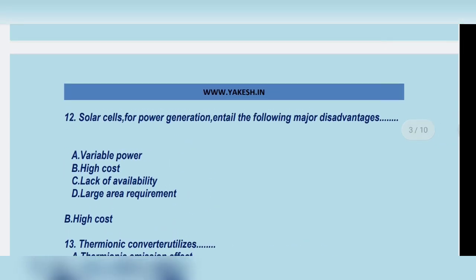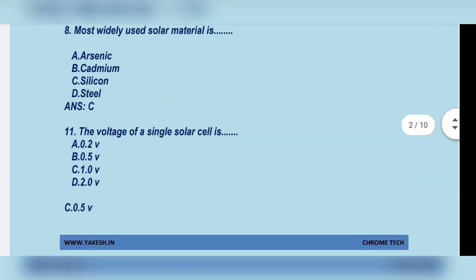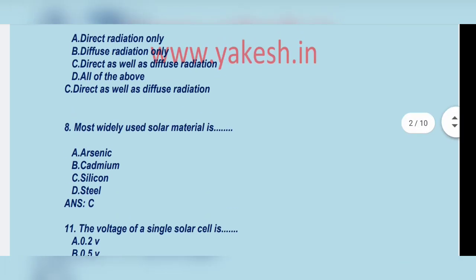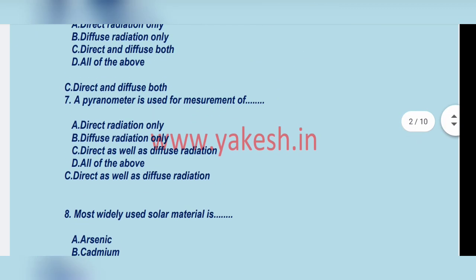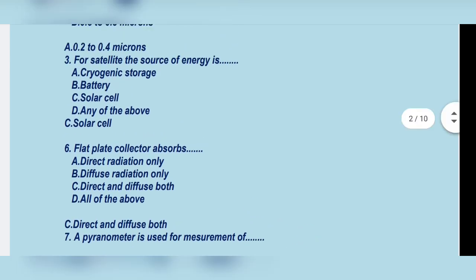Solar cell power generation entails the following major disadvantages: option B, high cost. The voltage of single solar cell is option C, 0.5 volt. Most widely used solar material is option C, silicon. A pyranometer is used for measurement of option D, direct as well as diffuse radiation. Flat plate collector absorbs option C, direct and diffuse.